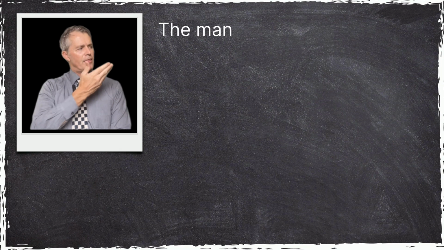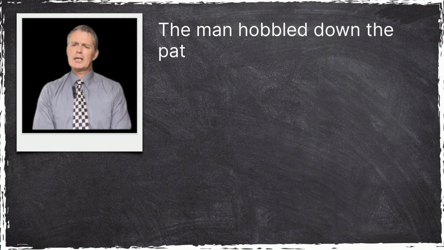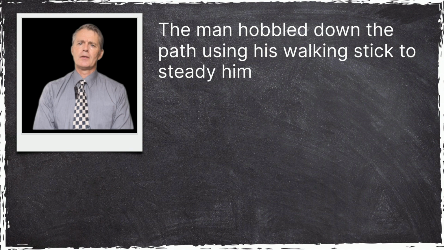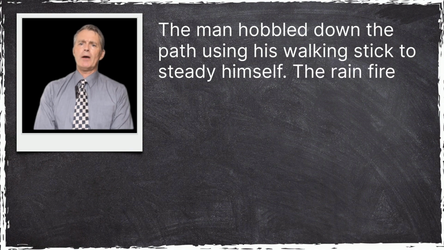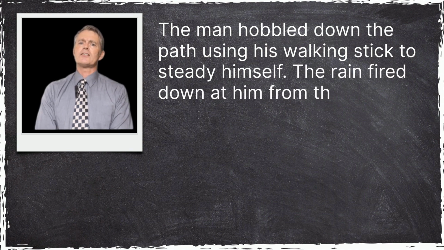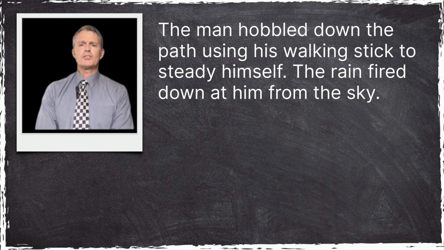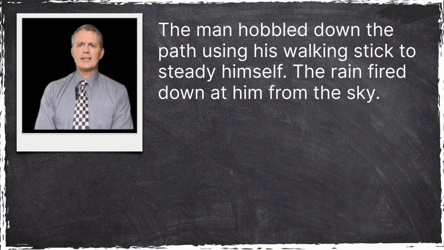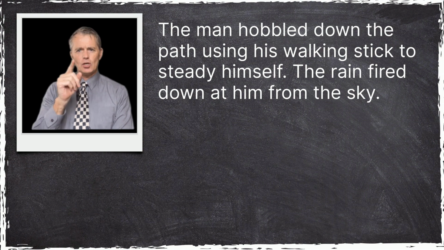Take a look at this paragraph. It's not bad, but it's missing adjectives. The man hobbled down the path, using his walking stick to steady himself. The rain fired down at him from the sky. Watch how each adjective that I add changes the picture that you have in your mind.